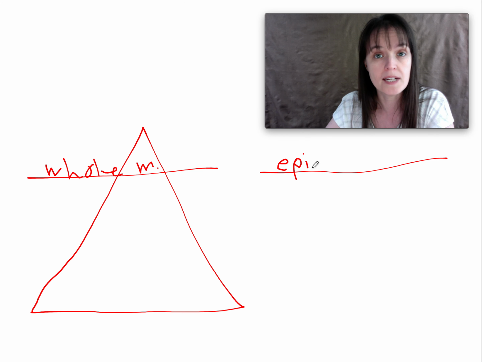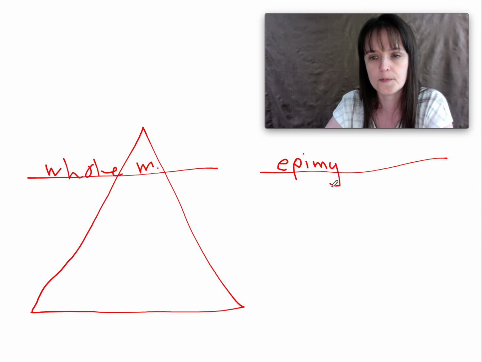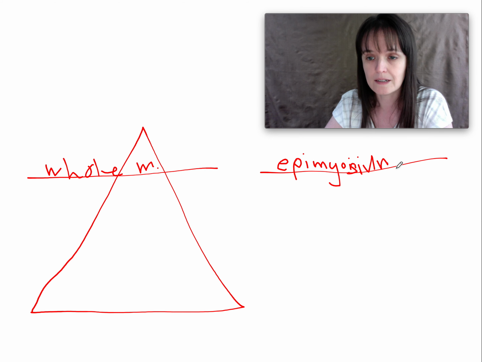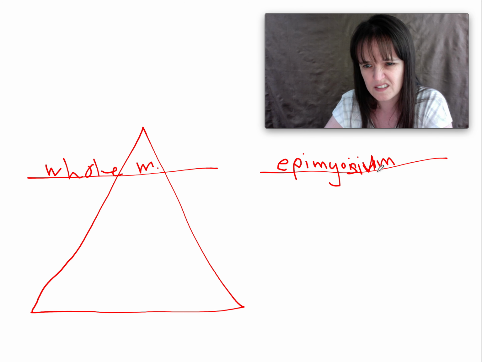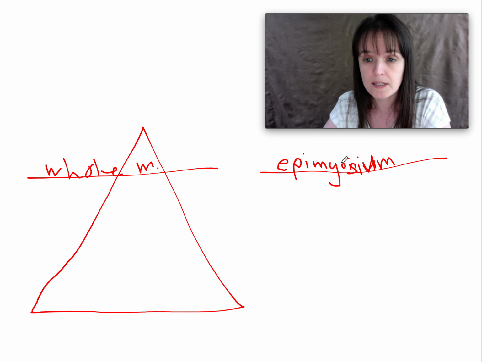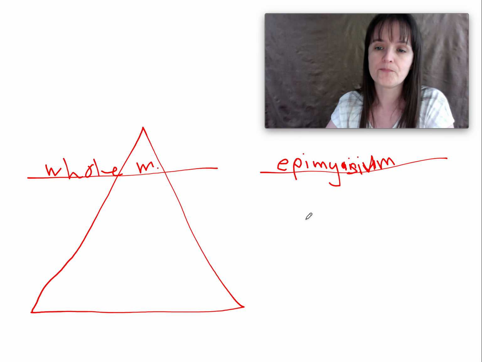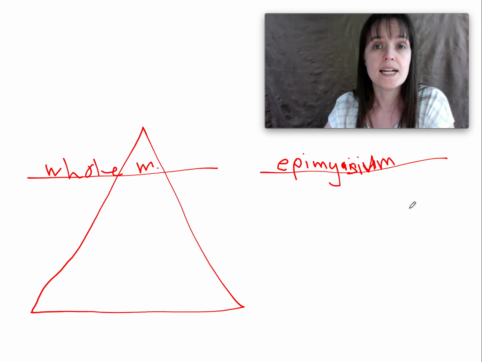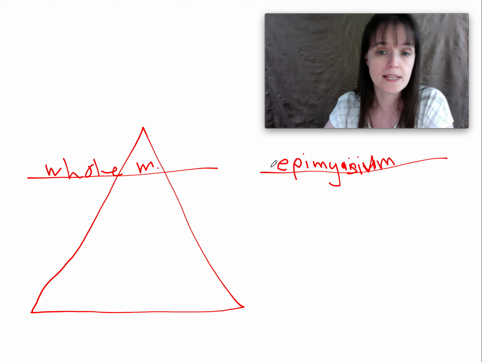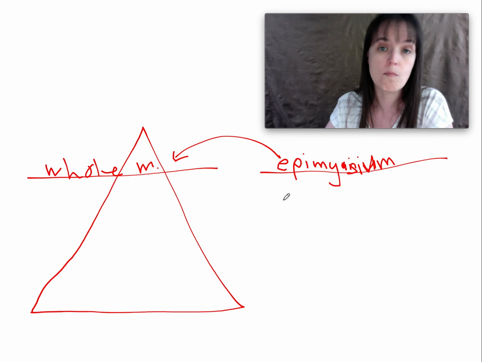Epi means above or upon, and what's the root for muscle? Myo, M-Y-O. And then it's I-U-M. S-I-U-M. That's a U. Okay. Epimysium. There's not actually a Y, an O in this one, sorry. I'm not erasing it. I'm going with it. It'll take more time to erase it. Epimysium is the connective tissue covering that surrounds the whole muscle.